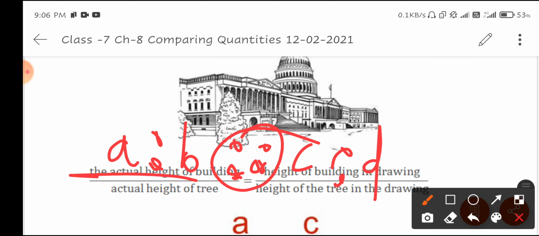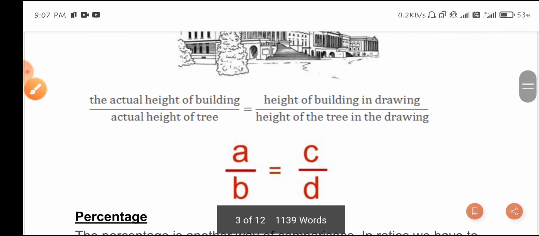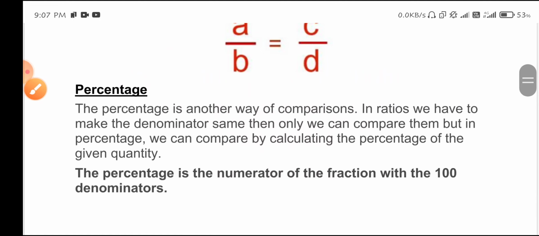So A ratio B and C ratio D, अगर दोनों बराबर है, so we can say that they are in proportion, otherwise they are not in proportion. Then in this chapter we'll see about percentage, how to change from fraction to percentage, decimal to percentage, then SP, CP, different types of questions.